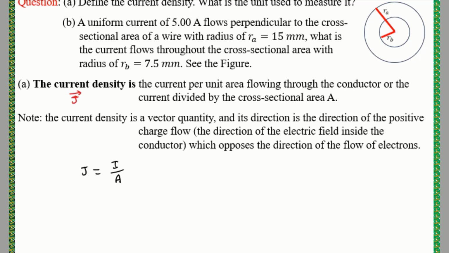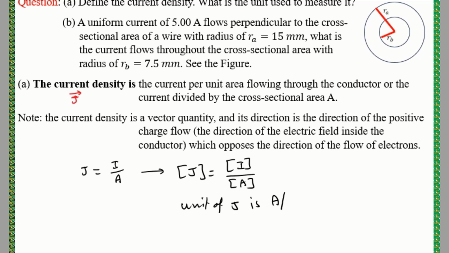Now, the unit of the current density, the dimension of the current density, is the dimension of the current divided by the dimension of the area. As units, the unit of J is, the unit of the current is ampere, the unit of the area is meter squared. So the unit of J is ampere per meter squared. This is meter squared, and this one is ampere.